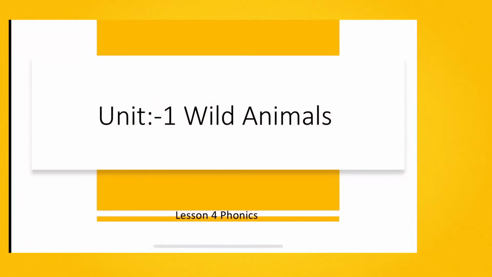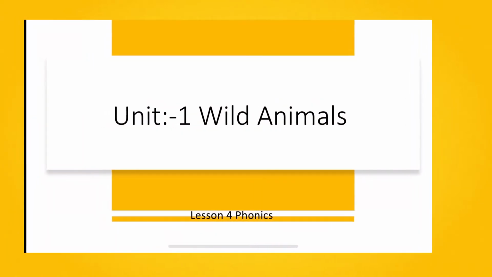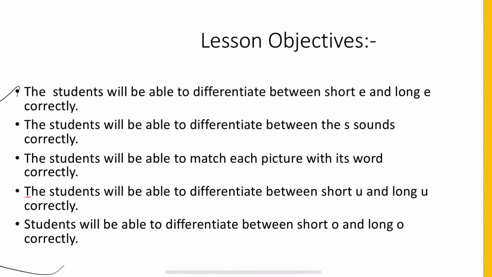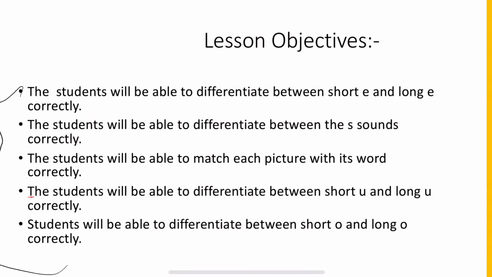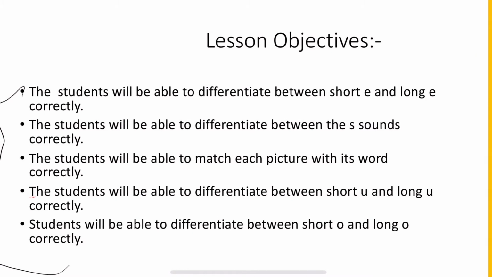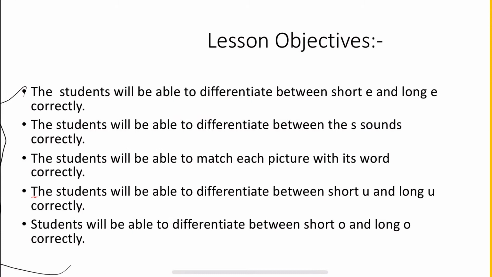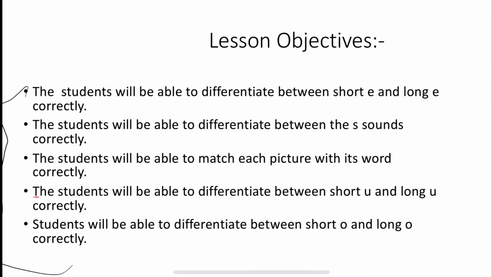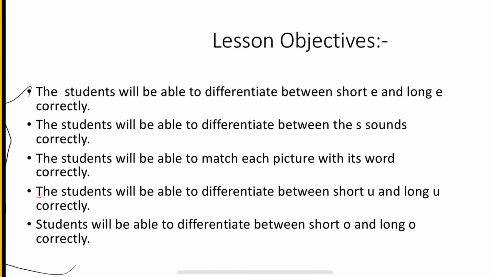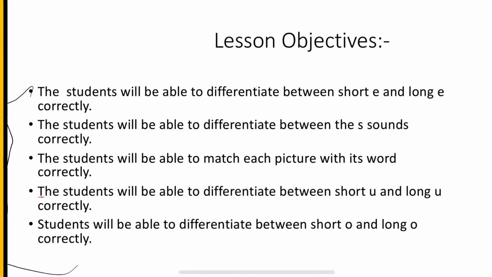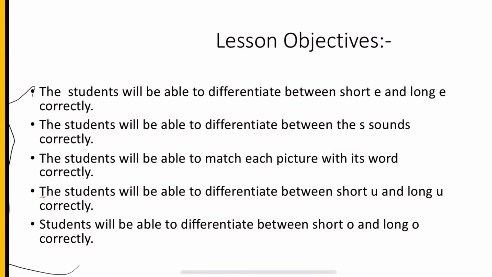Unit 1, Wild Animals. Lesson 4, Phonics. Objectives. 1. The students will be able to differentiate between short E and long E correctly. 2. The students will be able to differentiate between the S sounds correctly. 3. The students will be able to match each picture with its word correctly.